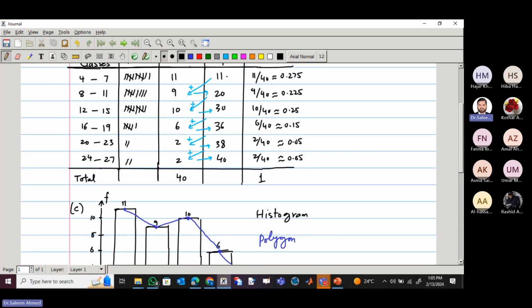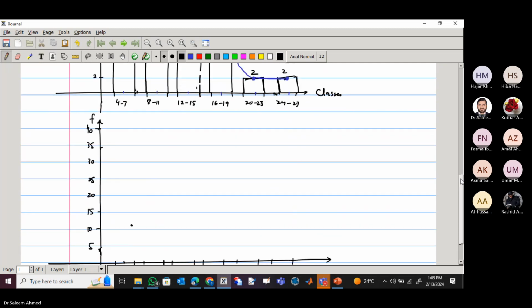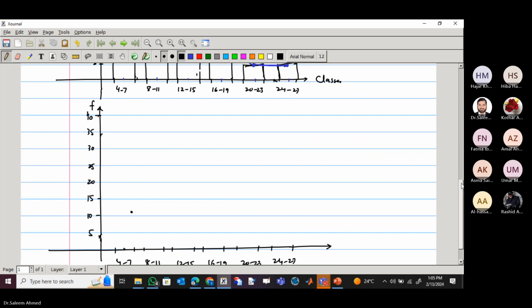cumulative frequency 10, 20, 30, 36, 38, 40. So 10, 20, the second one in the middle. So this point should be in the middle here. This is 11 and then 20. So this one. And then in the middle of the third one is 30. So 30 is here. And then the fourth one, 36. 36 is here. And then 38. And then 40, the last one.